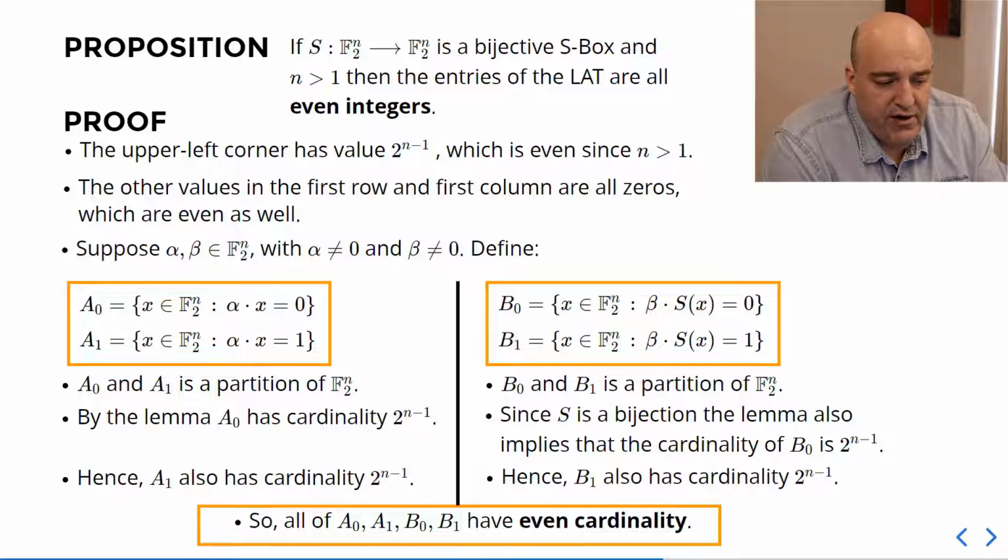And over on the B side here, S is a bijection. So by the lemma, B0 also has cardinality 2^(n-1). S of x goes through all the elements of F_2^n since it's a bijection, so the lemma does apply. So B0 has cardinality 2^(n-1), and therefore B1 also has cardinality 2^(n-1), since it's a partition. And remember, since n is bigger than 1, 2^(n-1) is even. So the main conclusion I want to draw here is that all of these sets have an even cardinality.